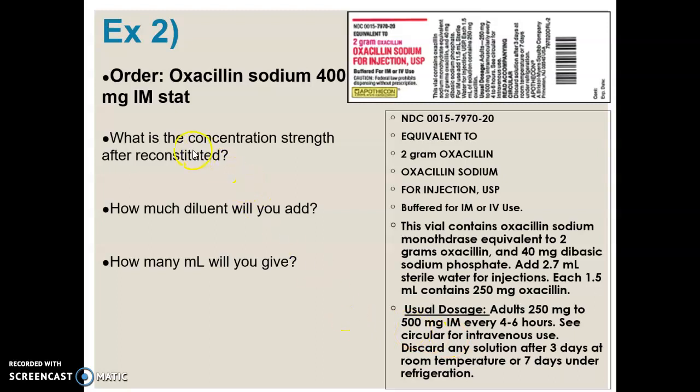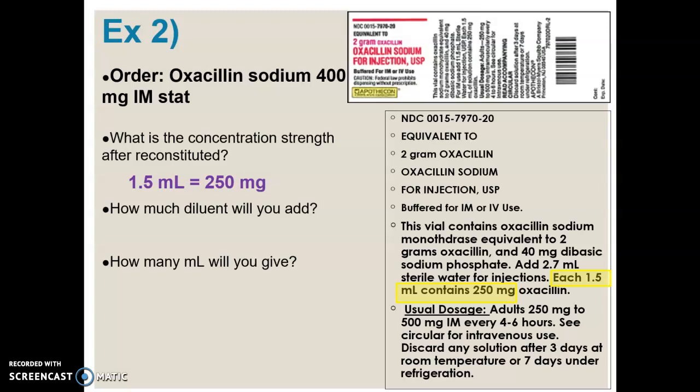Okay, so the first question wants to know, what is the concentration strength after it's been reconstituted? That's going to come in right through here where it says that each 1.5 milliliters contains 250 milligrams. So we can write that as 1.5 mL is 250 milligrams. You could also flip that if you needed to and write it as 250 milligrams is 1.5 milliliters.